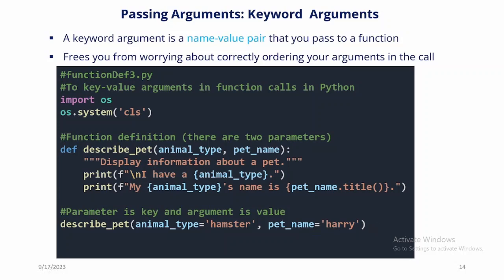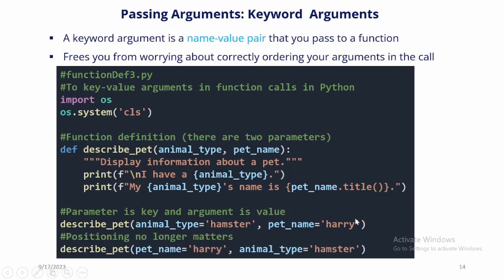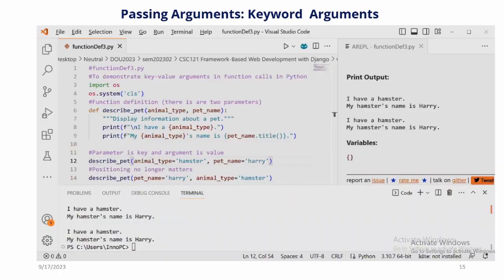Now, where does this have an advantage over positional argument? It's in the second call. This time around we say describe pet, we call it again, but we put pet name in front. Even though pet name was the second one in the definition, in the parameters, if you are using keyword arguments, you can actually put it in front as long as you assign the correct value to it. So we first put pet name equal to Harry and animal type equal to hamster. Both of them will be correct. If you run the program, this is what you get. I have a hamster, my hamster's name is Harry.